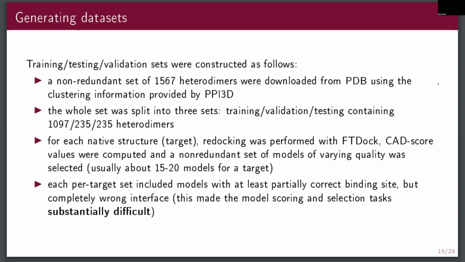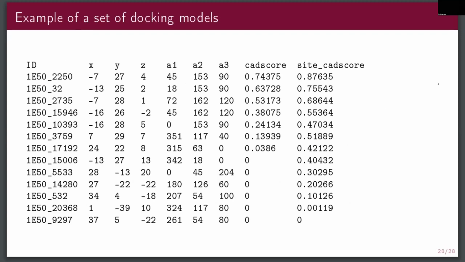And the thing here is that we wanted to have a difficult set. Previously our method was good at selecting basically binding sites. So we wanted a set with a lot of almost correct binding sites, but oriented differently. So here is how it goes.